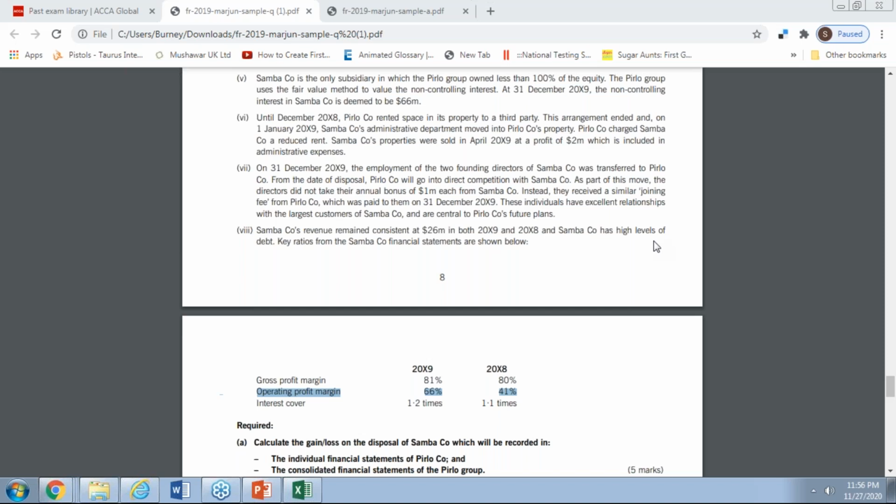Because of three things. The first one is the saving of the rent. The second thing is the saving in the bonuses that they have to pay. And the third thing is they have sold the properties for which they have recognized a gain on the disposal.